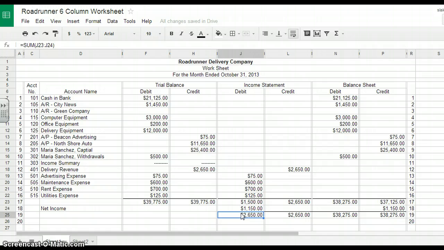So what I want you to do now is take the numbers that you have from your mini project, and create a 6-column worksheet for your mini project for Canyon.com. Good luck.